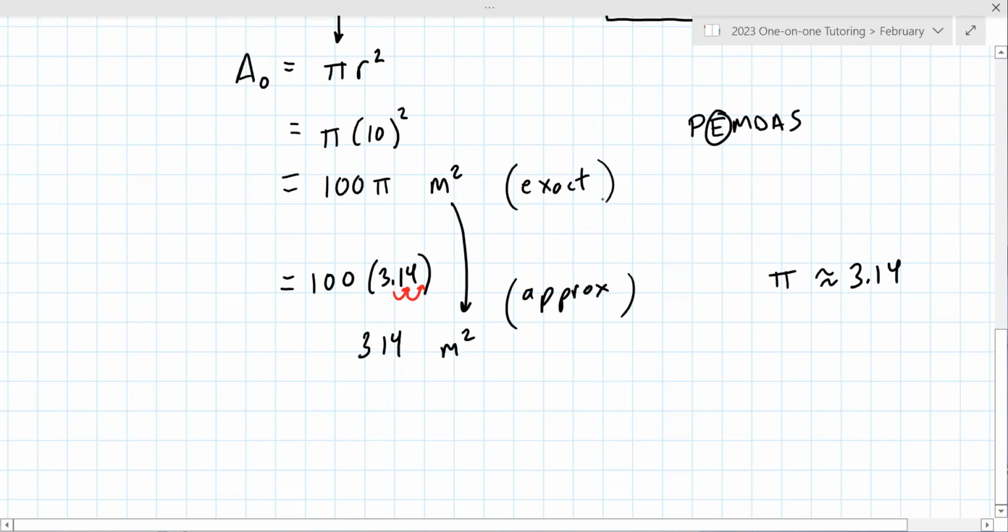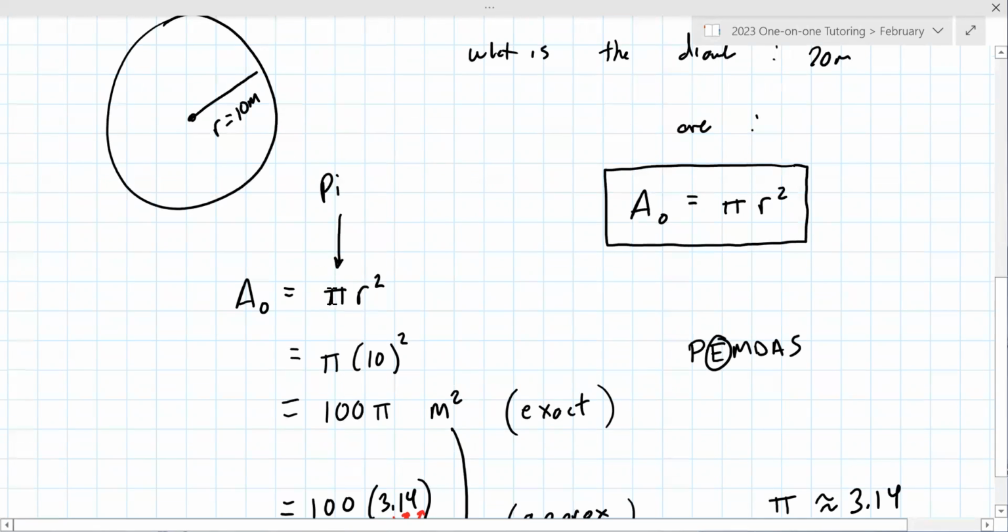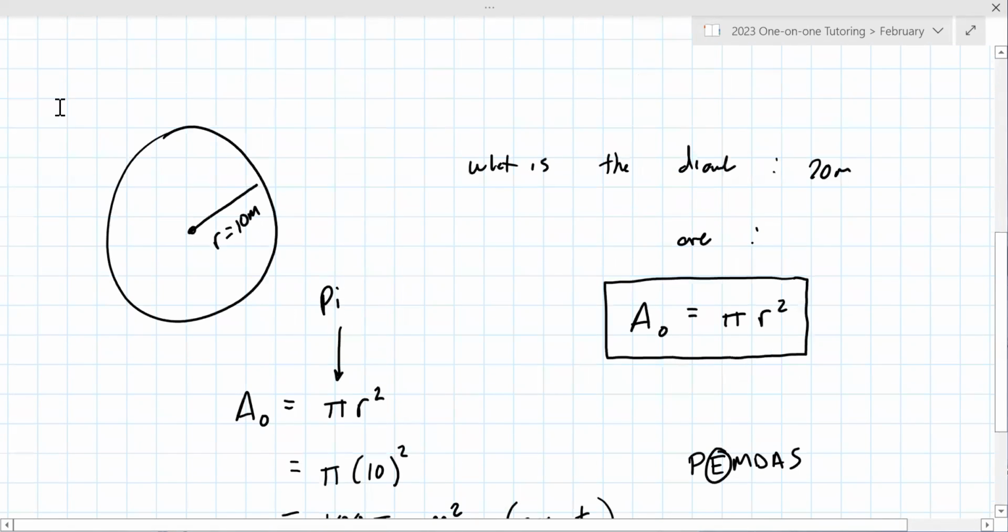And you may wonder why pi is exact, but 314 is not. We can talk about that, but that's not really important. Just know that the exact tends to have pi in it. The approximation does not. Any questions on area right now? No.